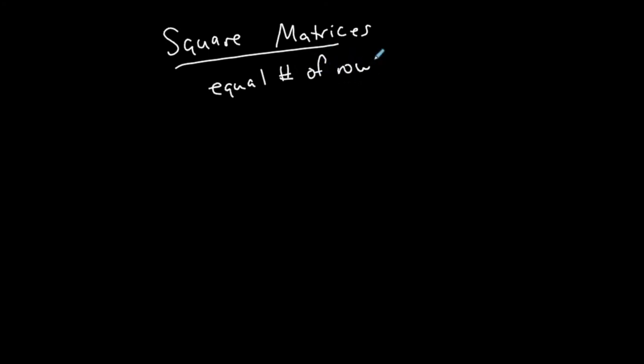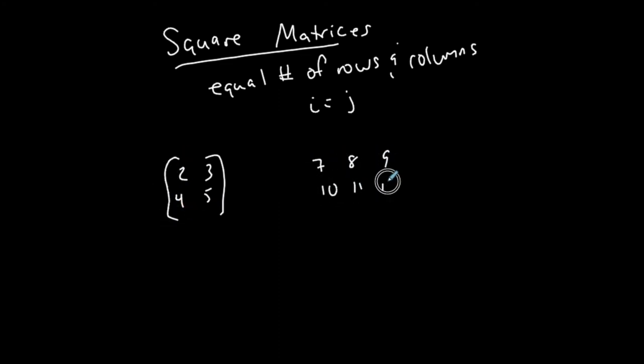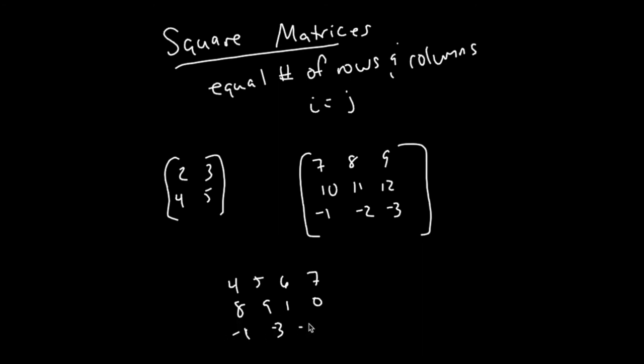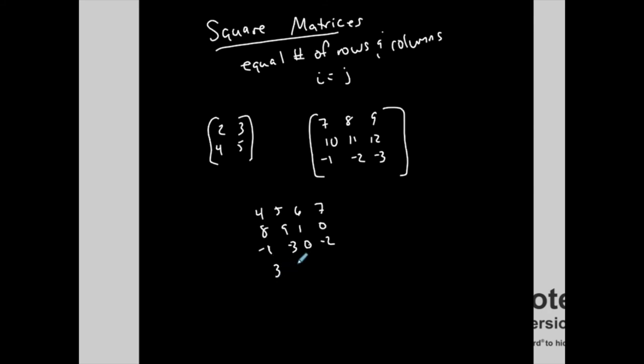Some more information about matrices, what we call square matrices. Square matrices have the same number, so they have an equal number of rows and columns. So I equals J. So 2, 3, 4, 5 is a 2x2 square matrix. 7, 8, 9, 10, 11, 12, negative 1, negative 2, negative 3 is a 3x3 square matrix. 4, 5, 6, 7, 8, 9, 1, 0, negative 1, negative 3, 0, negative 2, 3, 2, 1, 4. This is a 4x4 square matrix. So a square matrix has to have an equal number of rows and columns. So 2x2, 3x3, 4x4, 5x5, and so on and so forth.